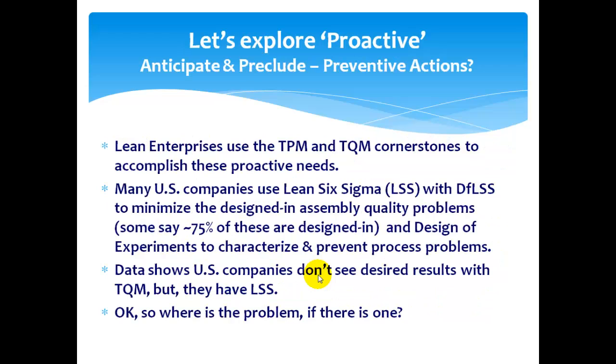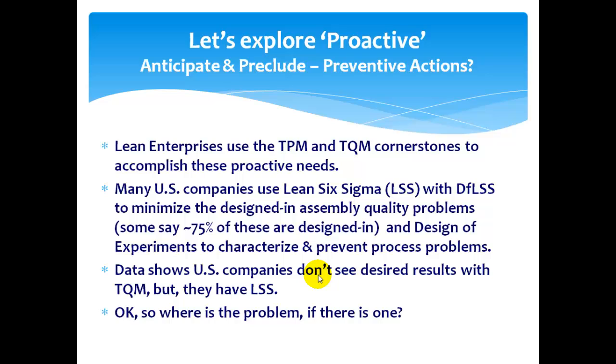So let's explore the proactive part. Anticipate and preclude, preventive actions. Lean Enterprises use TPM and TQM cornerstones to accomplish these proactive needs. Many U.S. companies use Lean Six Sigma with Design for Lean Six Sigma to minimize the designed-in assembly quality problems. Some say approximately 75% of all quality problems are designed in, and use design of experiments to characterize and prevent process problems. Data shows U.S. companies don't see desired results with TQM, but they have Lean Six Sigma.